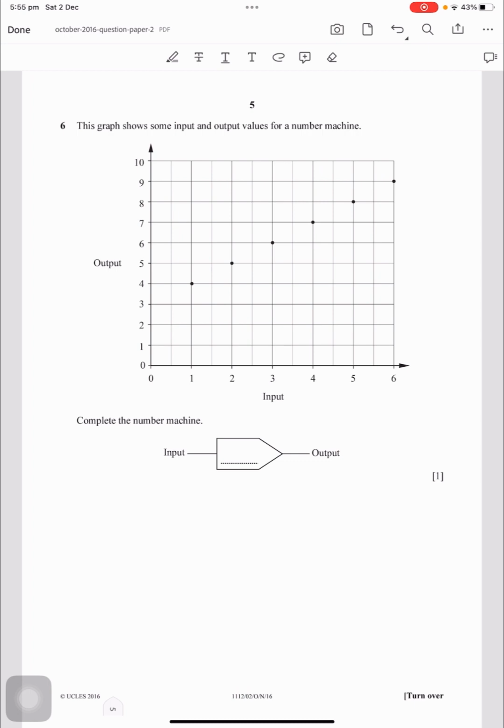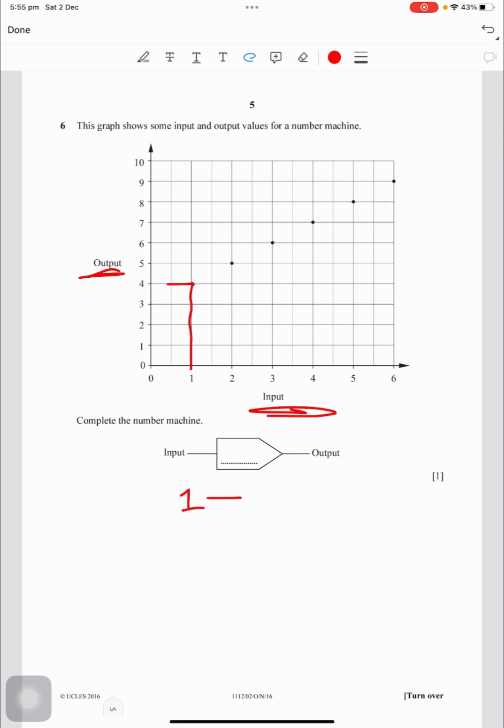Next. Okay, question number 6. The graph shows some input and output values for a number machine. All right, so as you can see, complete the number machine. Okay, so what you can see is that if this is 1, the input, then the output is 4. So we can write this. If it's 1, then it is 4. If it is 2, it is 5.